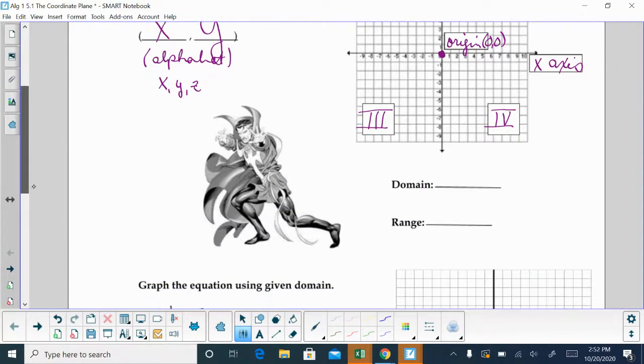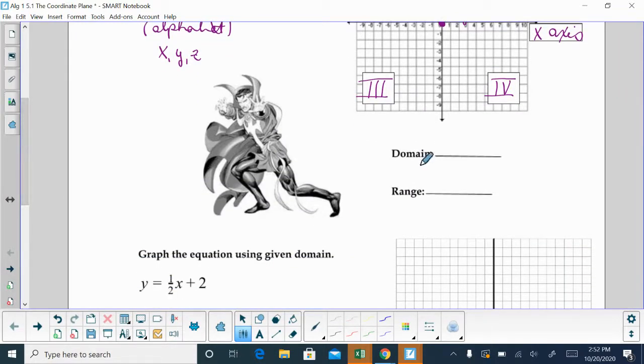One last thing before we start working on problems. Let's talk about domain and range. And domain for our linear equation is the x values that we are using when we graph our linear equation. And our range is the y values that we will be using, the results usually determined by our x. So domain, x values, range, y values.